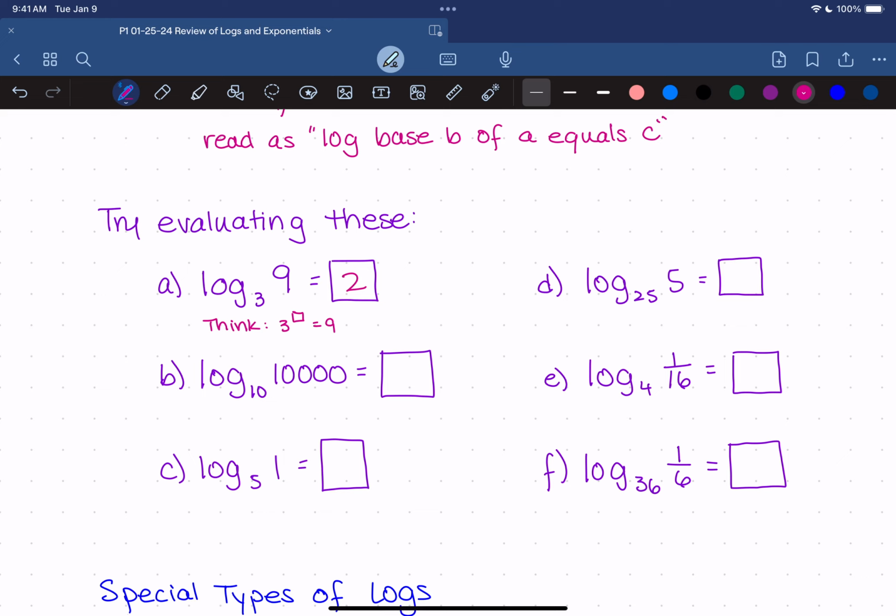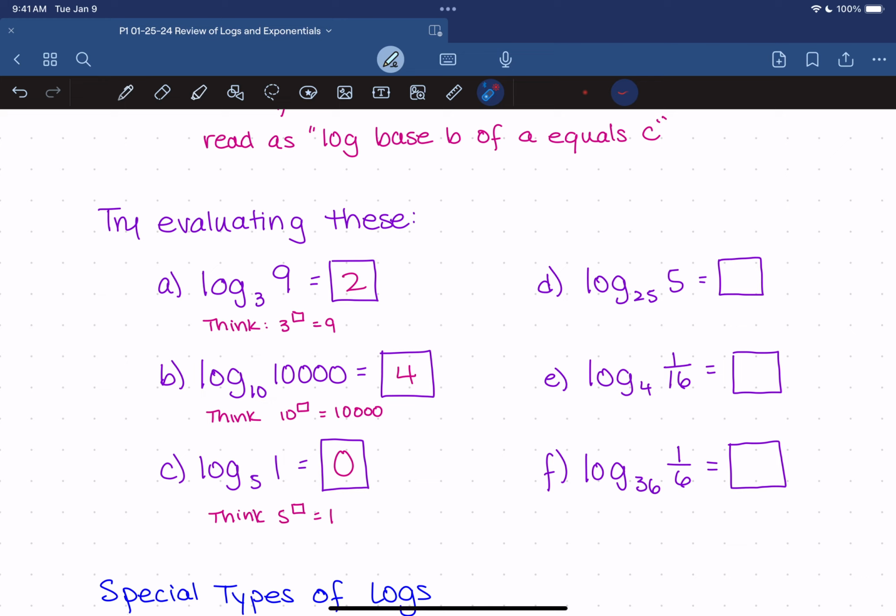Then the next one, if we think 10 to what power is 10,000? The answer is 4. With C, if we think 5 to what power equals 1? The answer is 0. And ideally, you want to get to the point where you can do these problems without writing out the think statement. I keep writing think because ideally you want to get to the point where you're thinking this in your head. You're not actually working it out.